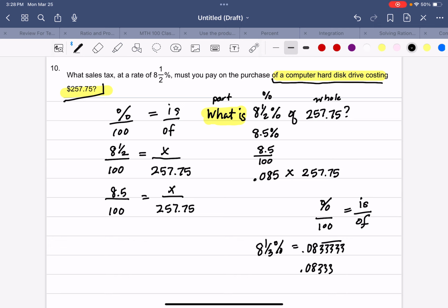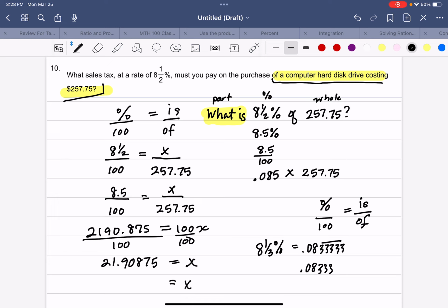So I'm going to multiply 8.5 times 257.75. That's going to give me 2190.875 is 100x. Divide by 100. And that gives me my x is 2190.875. I'm going to round it to the nearest penny, talking about dollars and cents. So $21.91. That's the tax.